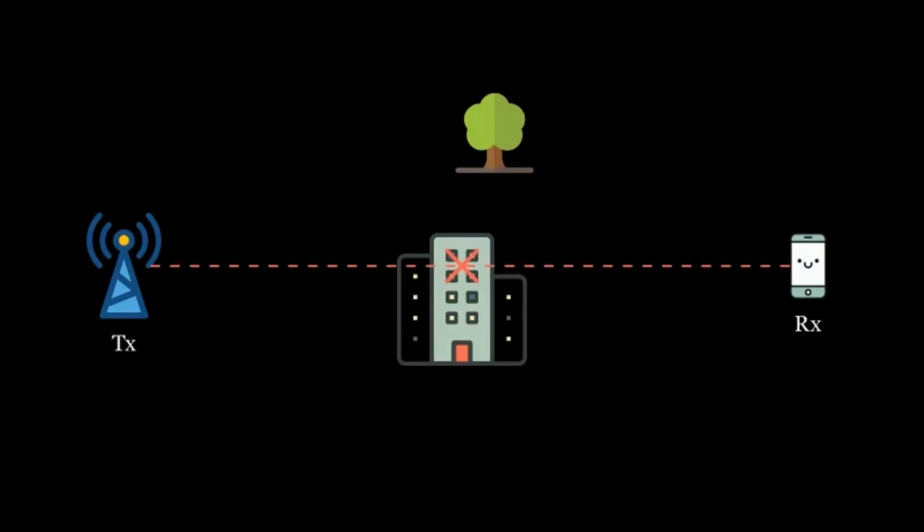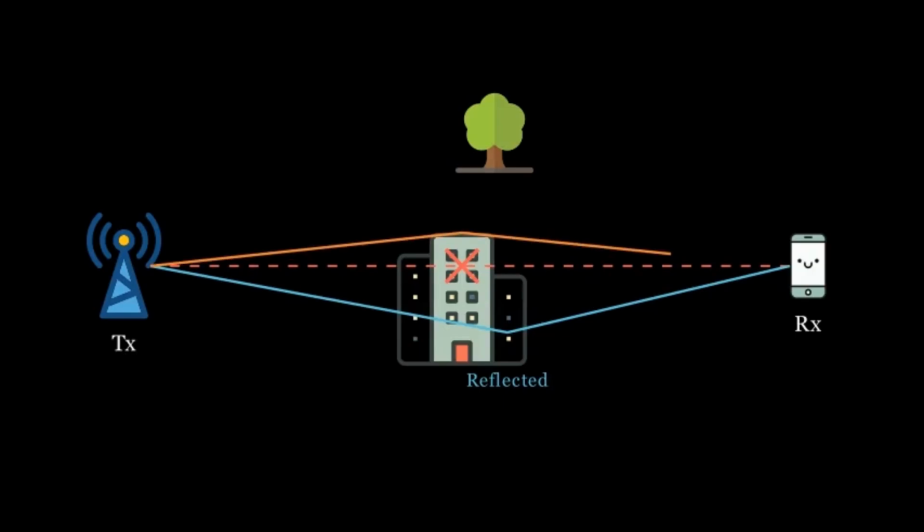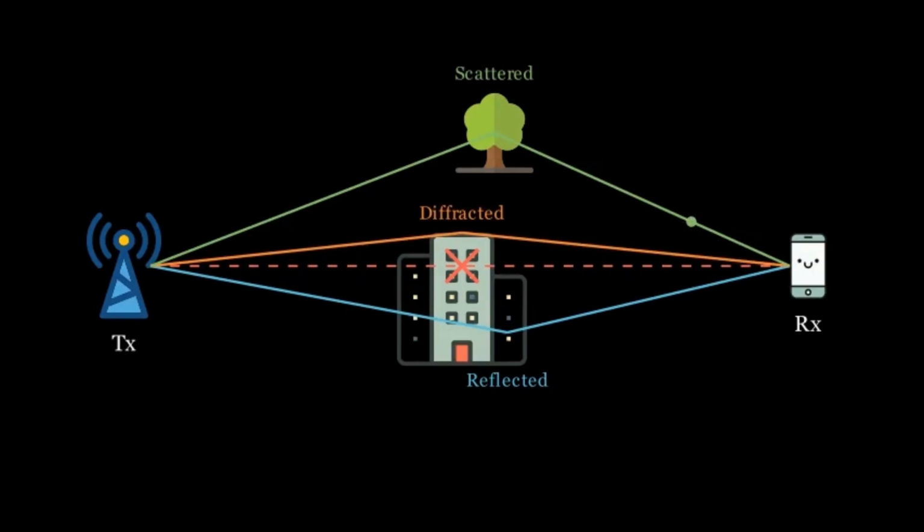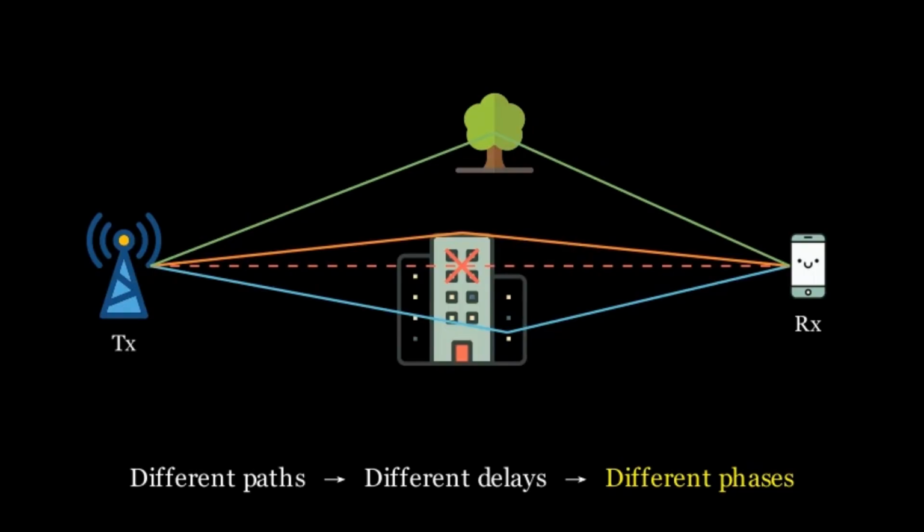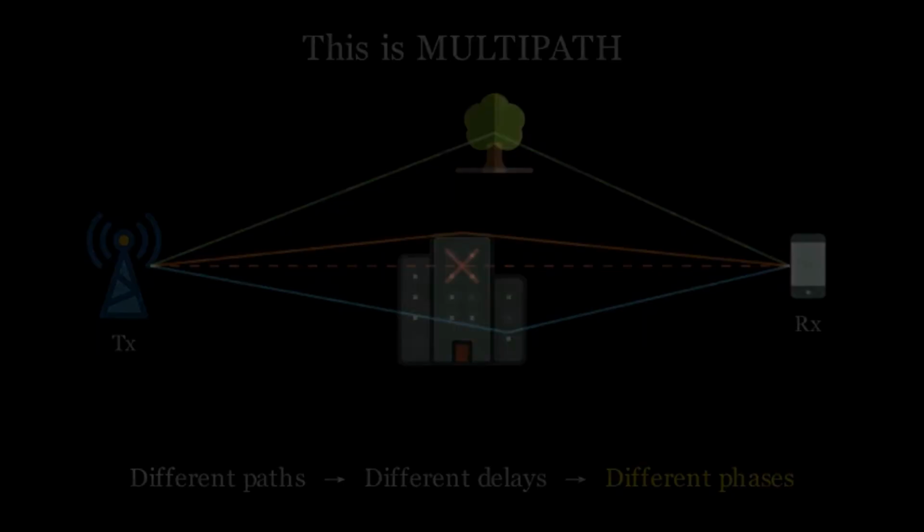The answer is signals are clever. They find alternate routes. One copy bounces off a building. Another bends over the rooftop. A third scatters off nearby trees. So instead of one signal arriving at your phone, multiple copies arrive, each with a different delay and a different phase. This is called multipath propagation. Now, let us break down the three mechanisms crucial for multipath propagation.